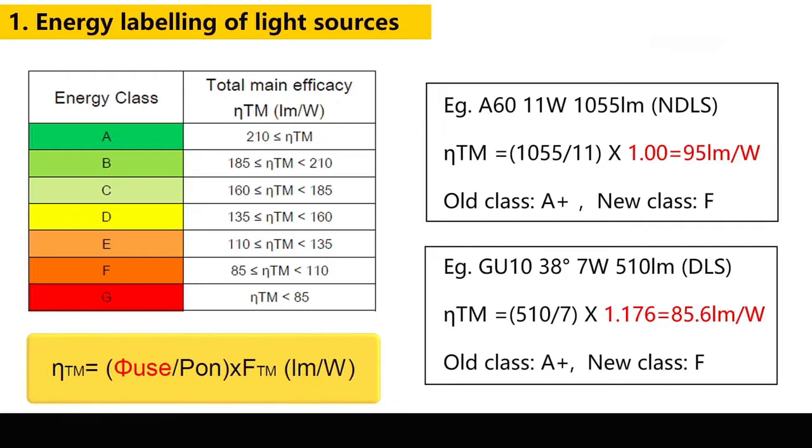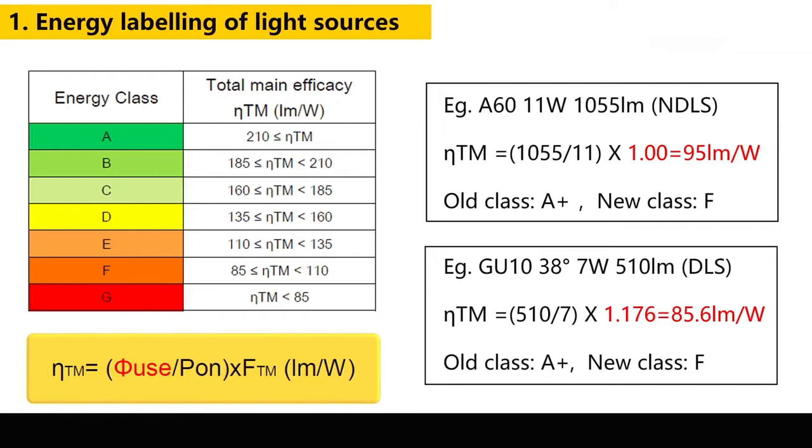Yeah, I see. And also there is another difference for directional lamps, such as 10 degree. When we calculate the EEI, we need to multiply by a special factor of 1.176. However, for non-directional lamps it is 1. Yes, exactly. For a directional lighting source, DLS, you need to multiply by 1.176, and for NDLS, only multiply by 1. When we calculate the energy class, firstly we need to identify if it's a directional or non-directional lamp.